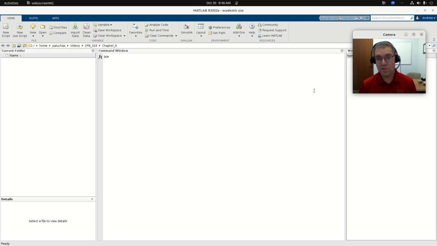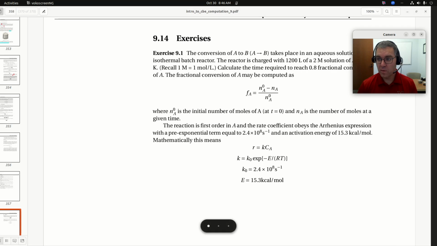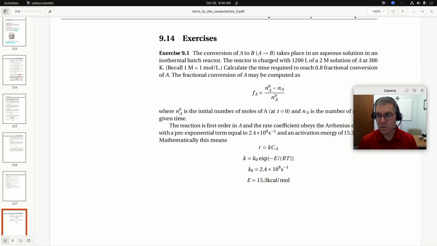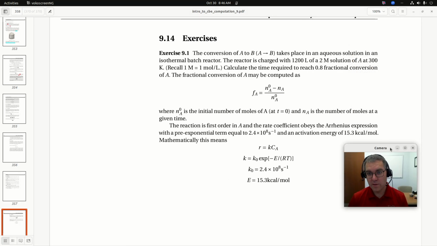In this screencast, we're going to take a look at our homework problem for Chapter 9. So flipping over to Chapter 9, here is our problem statement. It's an isothermal batch reactor with a simple reaction of A goes to B. The conversion of A to B takes place in an aqueous solution in an isothermal batch reactor.